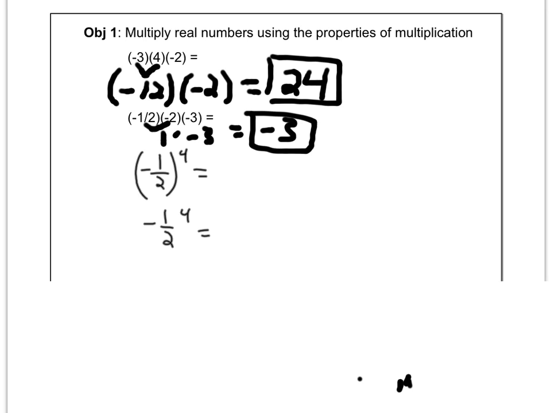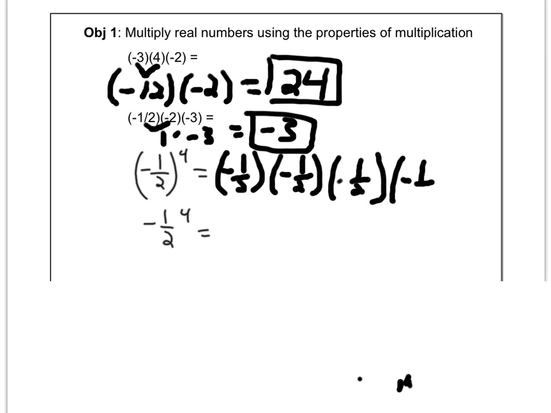Alright, now, this example. Love these. Okay, we have to remember how these are different from each other. Okay, the third and fourth examples. So the first thing that I want to do is rewrite the problem so I know what I'm multiplying together. So I'm taking negative 1/2 to the 4th power. That means I'm doing negative 1/2 times negative 1/2 times negative 1/2 times negative 1/2.